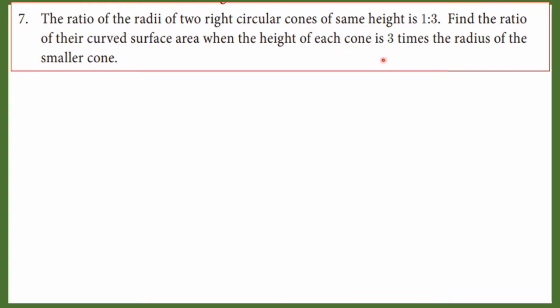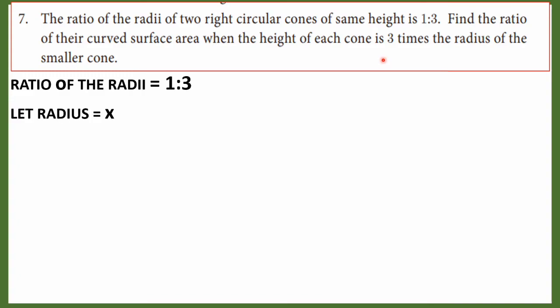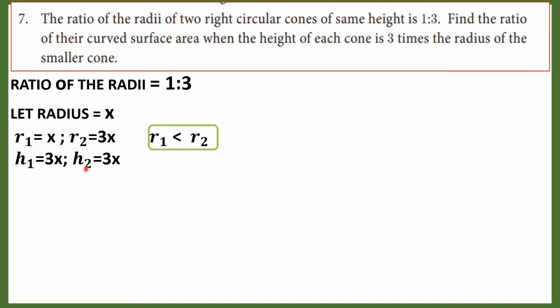Let us take the radius as x. Ratio of the radii equal to 1:3. Let the radius equal to x. So R1 equal to x, R2 1:3, so R2 is 3x. Which is the smallest one? R1. So the first cone is the smallest one. So H1 equal to 3x, H2 equal to 3x.